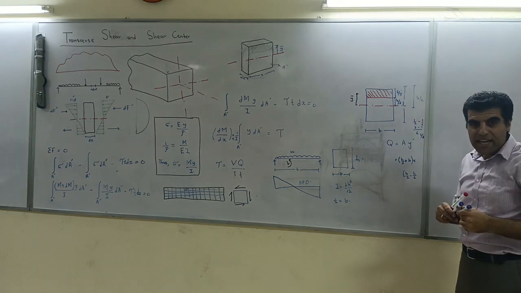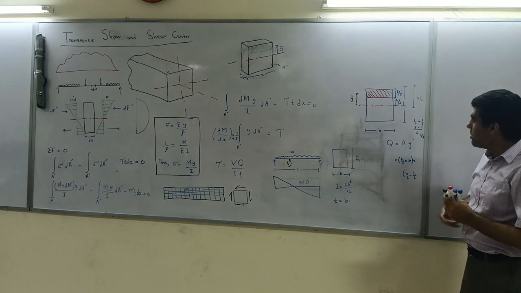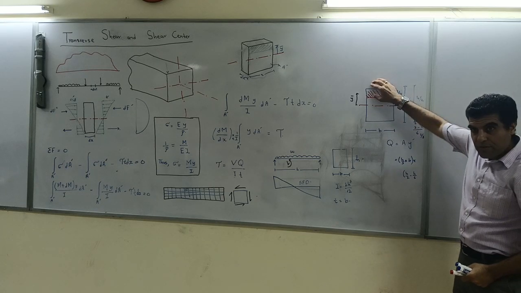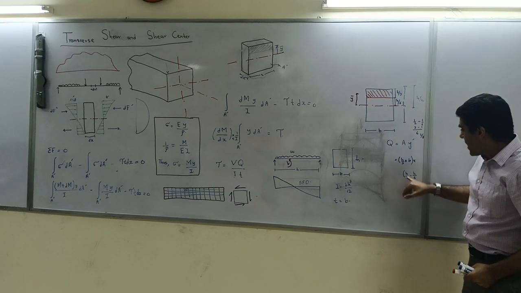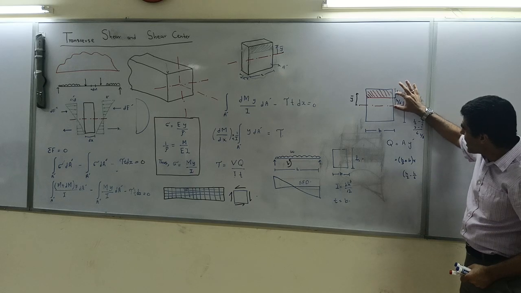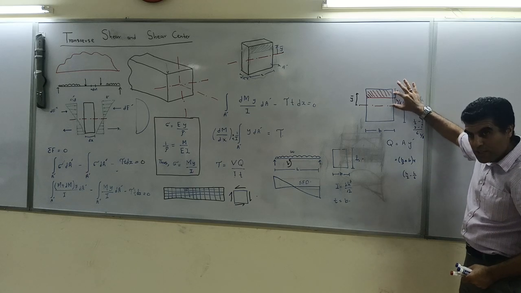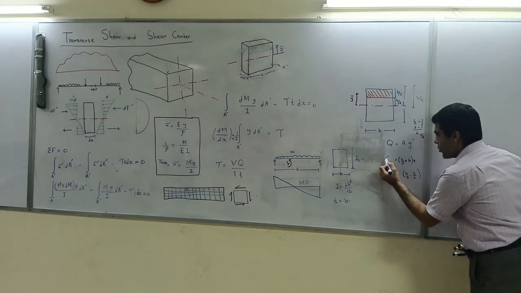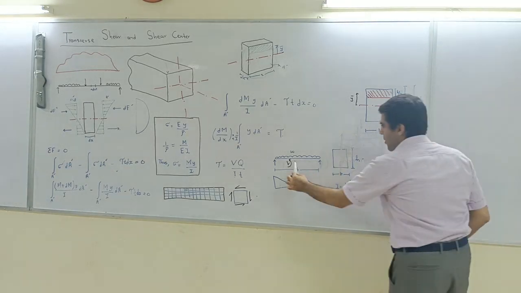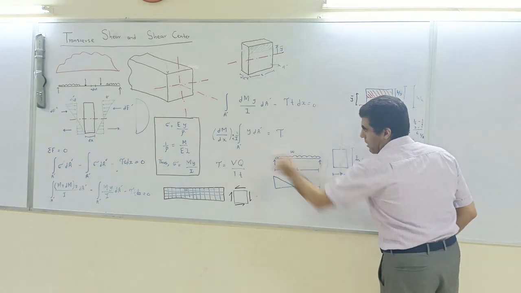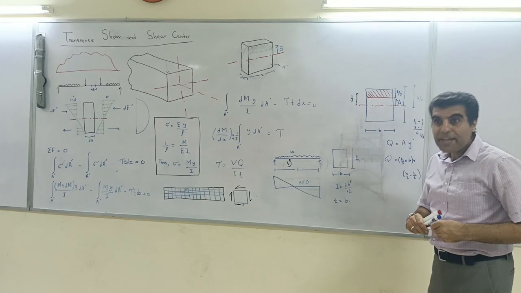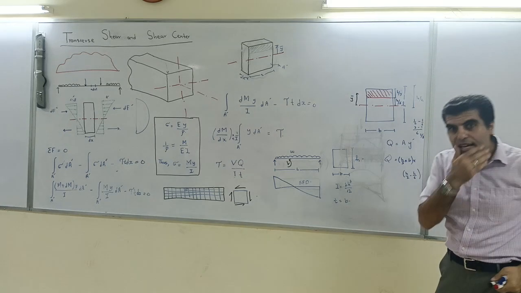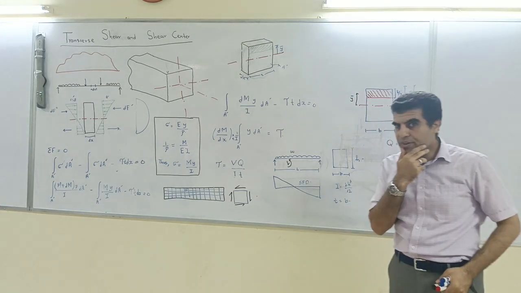So I take my Q corresponding to this one. Okay, so this is h by 2 minus h by 3 by 2, which is h by 2 minus h by 6, and that will give me Q. And from there I can just plug all the values into my tau, and I will find out my shear stress. Now the question comes, do you have any question?